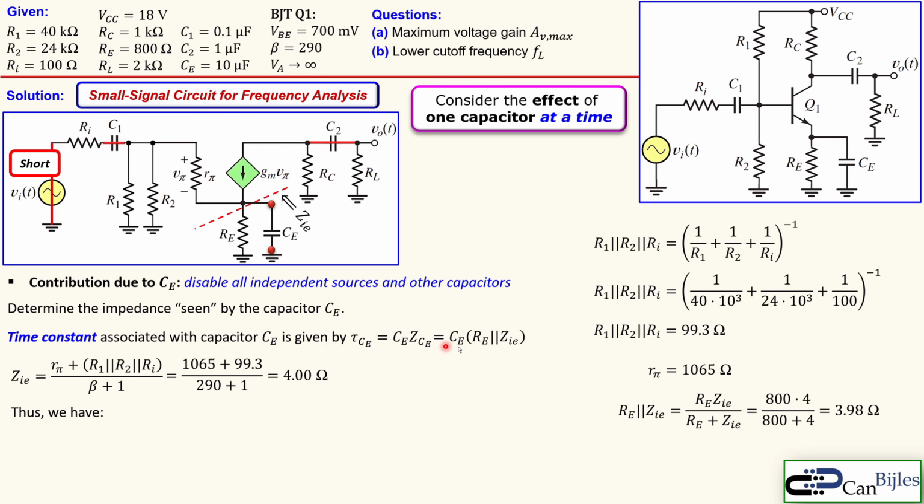Alright, now we have the necessary information, so we can go on and calculate this time constant, which is in this case 0.0398 milliseconds, which is the lowest time constant in this case.